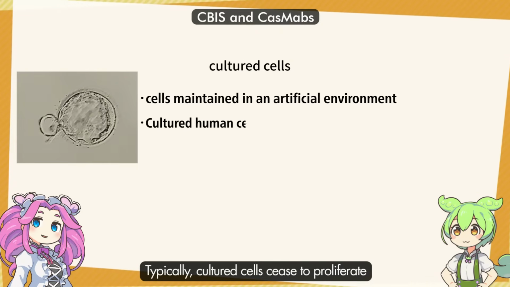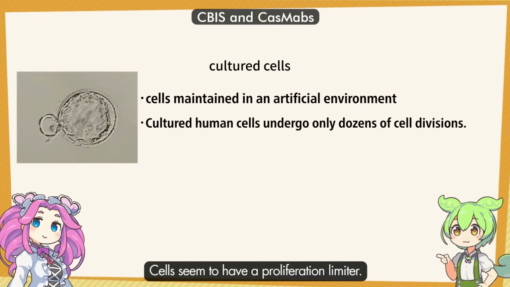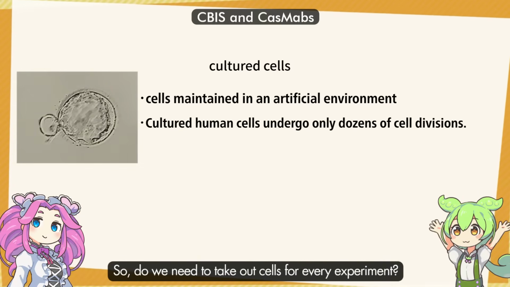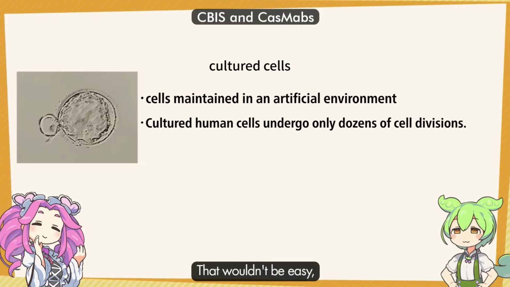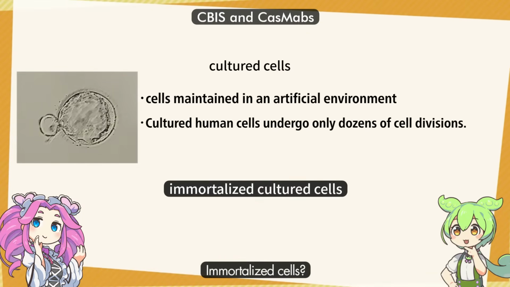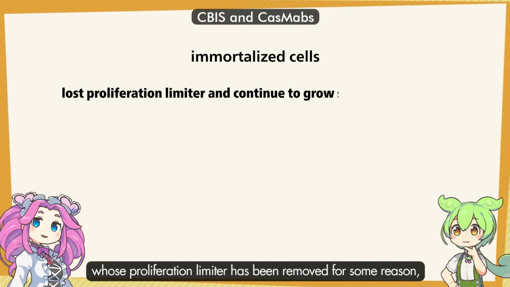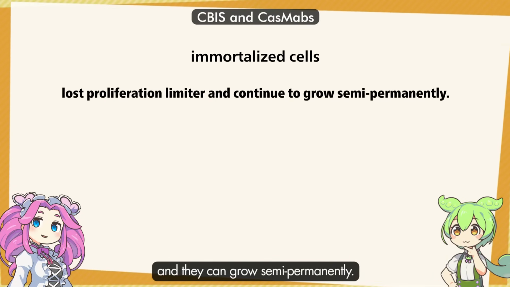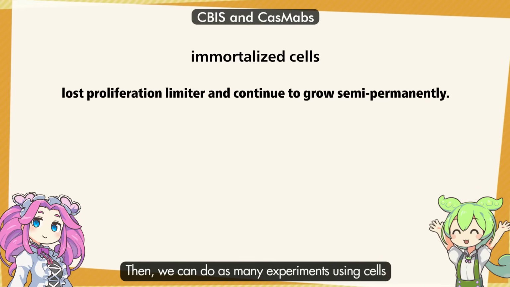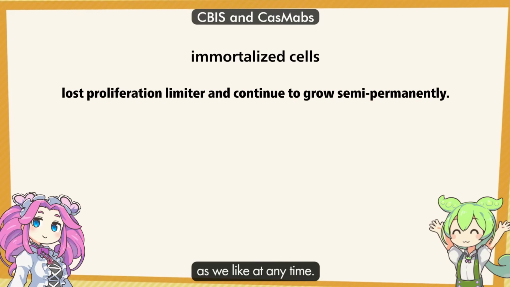Typically, cultured cells cease to proliferate after dozens of cell divisions. Cells seem to have a proliferation limiter. So, do we need to take out cells for every experiment? That wouldn't be easy, so scientists established immortalized cells for their research. Immortalized cells are cells whose proliferation limiter has been removed for some reason, and they can grow semi-permanently. Then, we can do as many experiments using cells as we like at any time.